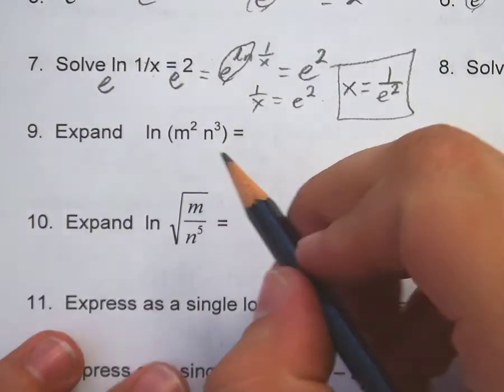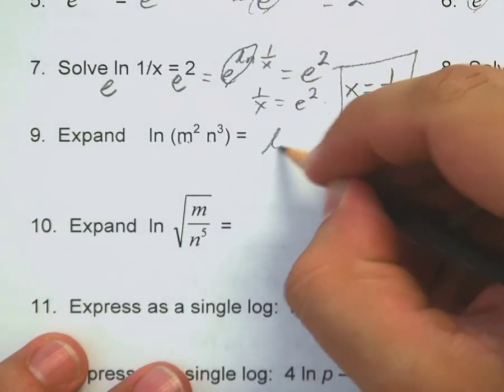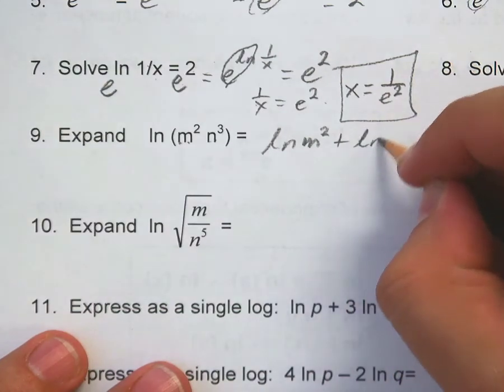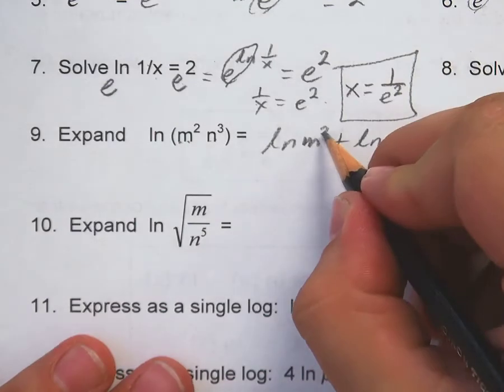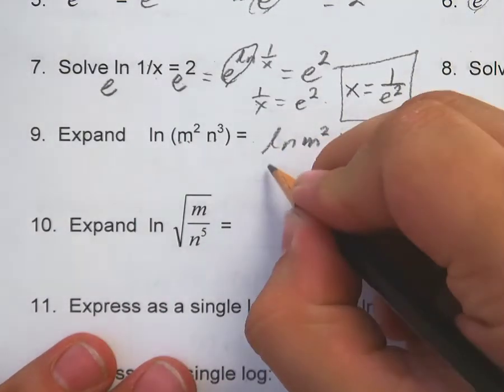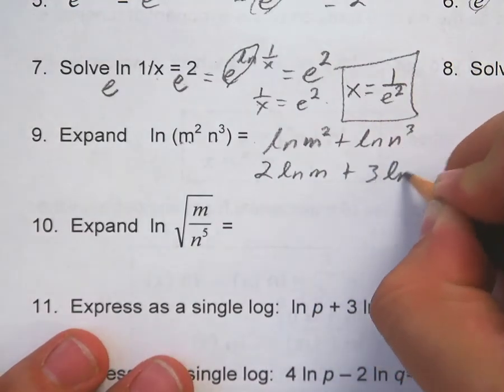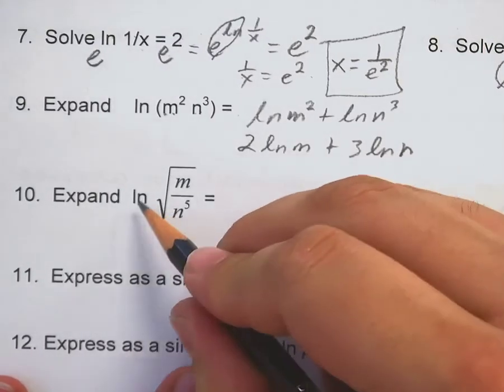Expanding here, you're multiplying on the inside, so that's going to start off as the natural log of m squared plus the natural log of n cubed. And then you can expand the exponents down. It's going to be 2 ln of m plus 3 ln of n. If you're a little shaky on the log rules, the log laws, you can definitely come to me. We'll get it straightened out.